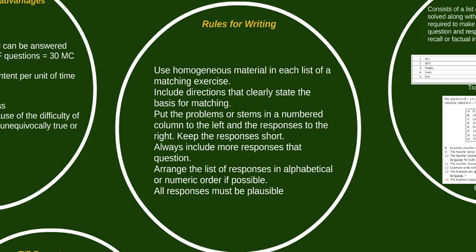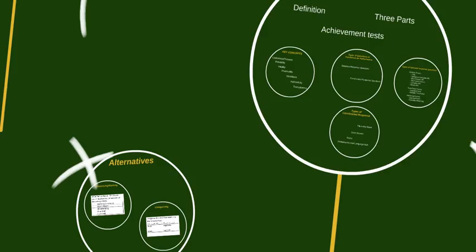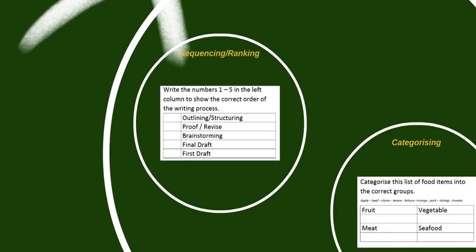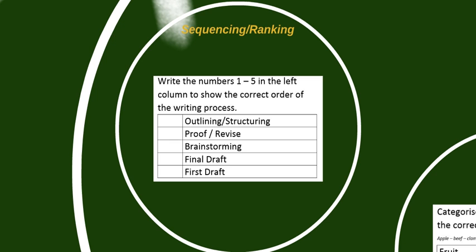Okay, those are the 3 basic categories of selected response: multiple choice, true/false, and matching. Now, there are alternatives sometimes to these types of questions. One alternative is referred to as sequencing or ranking. In this case, the students have to write the numbers 1 through 5 in the left column to show the correct order of the writing process. These are very good questions.